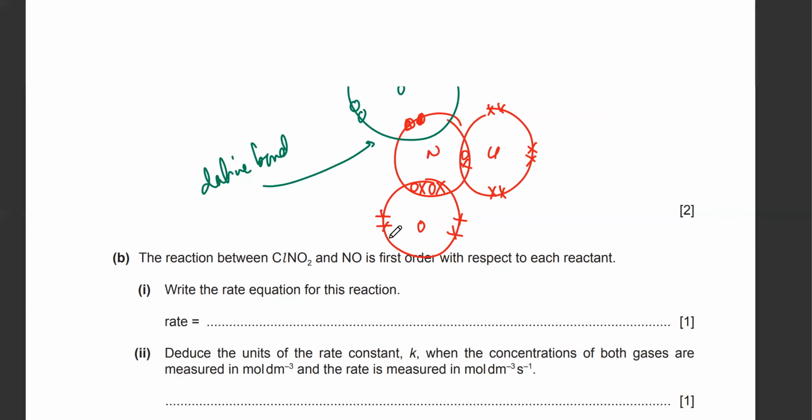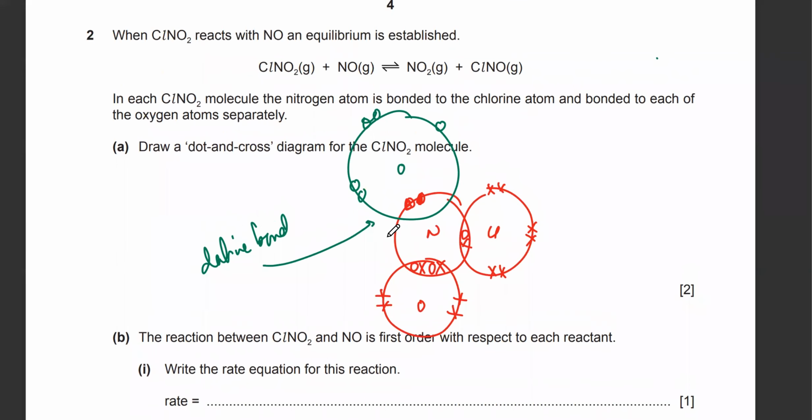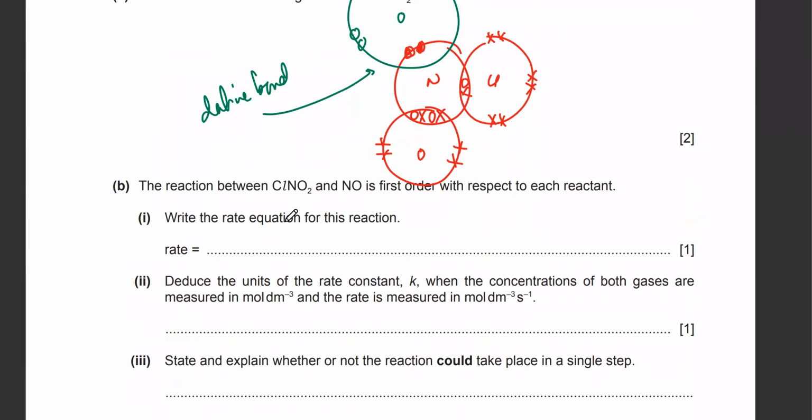And then he's saying, right, the rate equation we just did, he didn't tell us what the orders were. He actually did. It's first order with respect to each. So it's going to be k, ClNO2, that's going to be order 1, and NO is going to be order 1 as well. So it's going to be order 1 with respect to both of them.